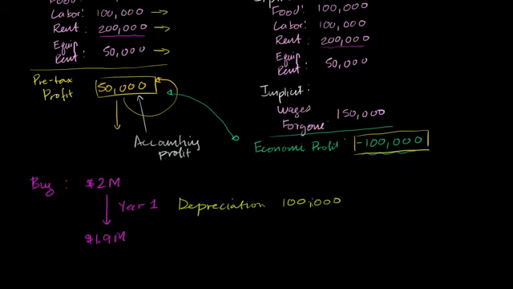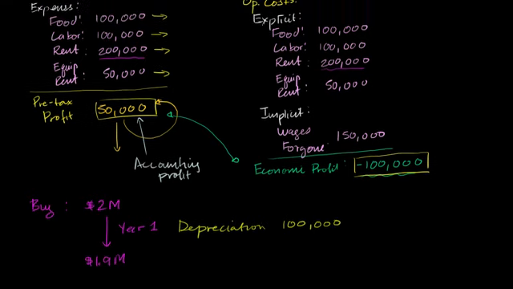Notice, I didn't pay anyone that $100,000. It was not an explicit cost. But this really is an opportunity cost, because this $100,000 is the opportunity cost of not selling the building a year ago, and instead using that building. I've essentially lost out on $100,000.